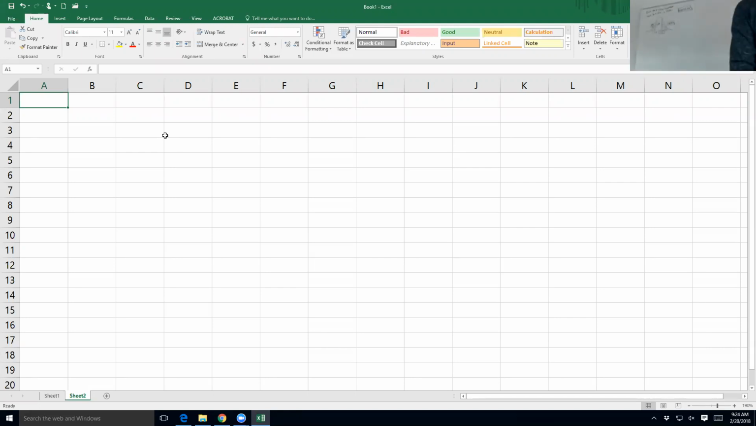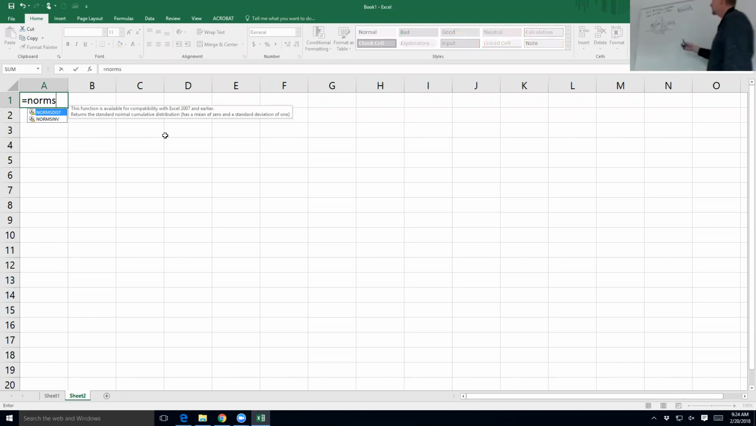So in this case, here's what I'm going to say. Excel works exactly as the table does. It tells me the area to the left. So do I put in 0.5668 or do I put in 0.4332?